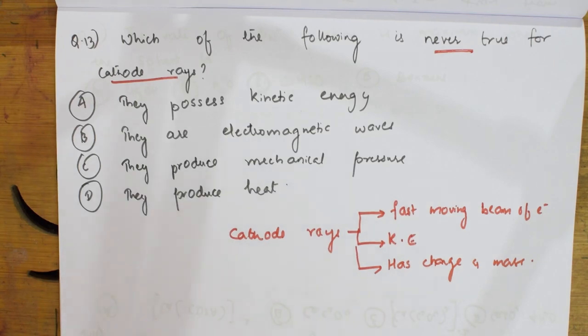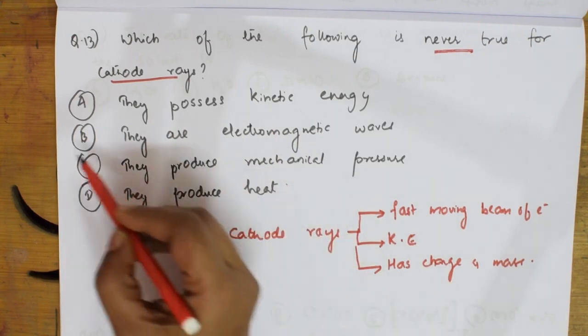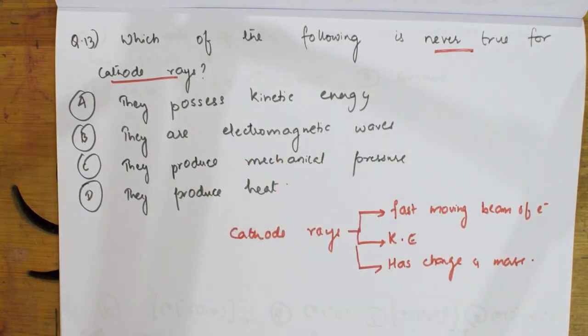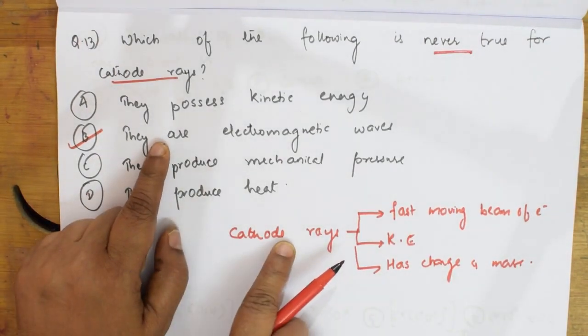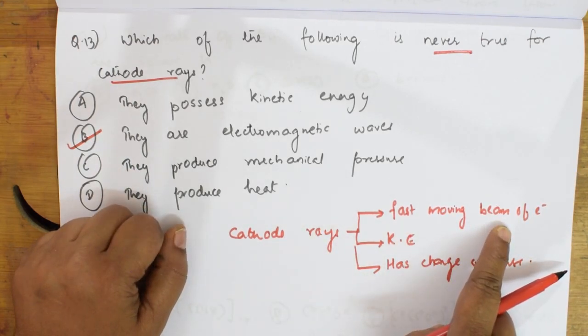Now important, they've asked me which is never true. Let's see. They possess kinetic energy. Correct. They're electromagnetic waves. This is the mistake. Why? Because let us take option B. What did we say? We said cathode rays are fast moving, or they contain a beam of electrons. Correct? In the cathode ray tube.